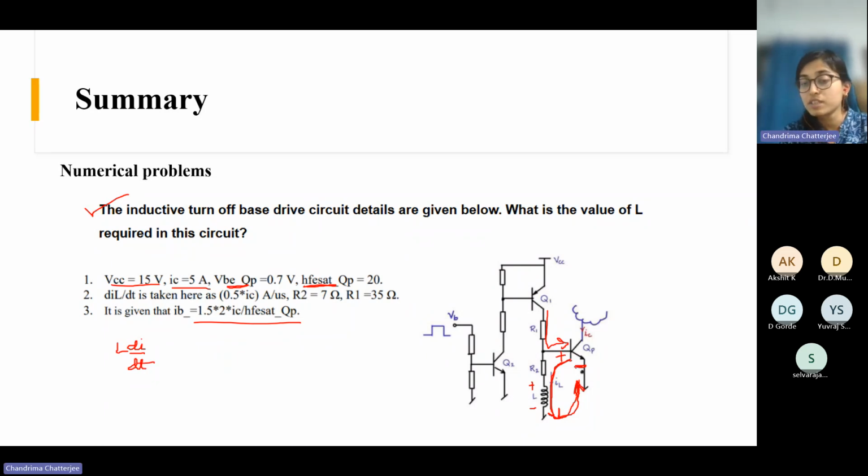Then from here, this is the base emitter drop, so minus VBE of QP. This is the switch QP. Then over here, again you have the drop across the resistance, that is R2 times IB, right? R2 times IB. That will be your KVL equation.